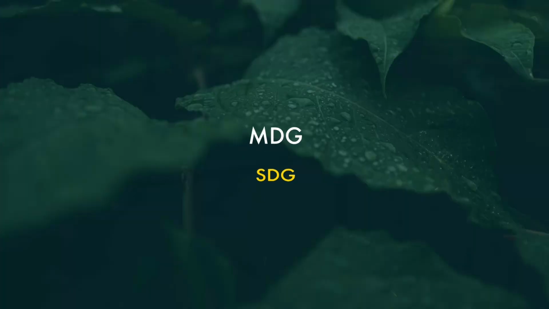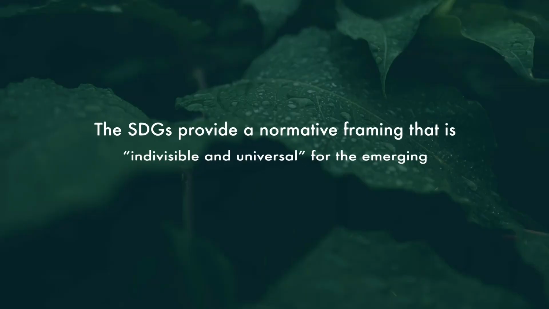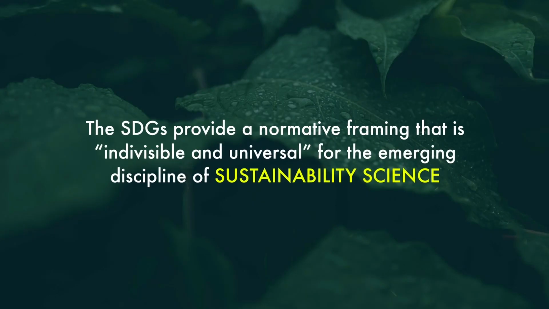Again, if you look into some of the goals initiated by the United Nations, like the Millennium Development Goals and the Sustainable Development Goals, you will find out that all the goals are interrelated, and we need to have a holistic approach to achieve all these goals. The SDGs provide a normative framing that is invisible and universal for the emerging discipline of sustainability science.